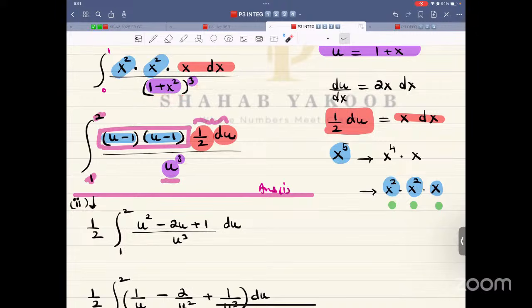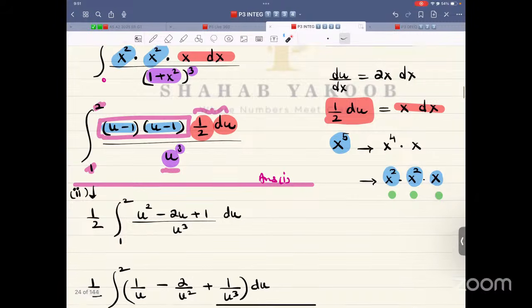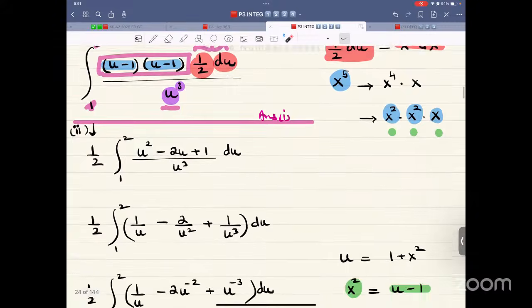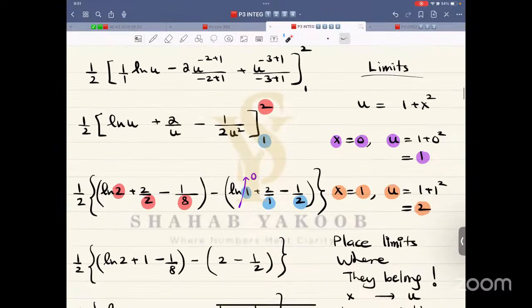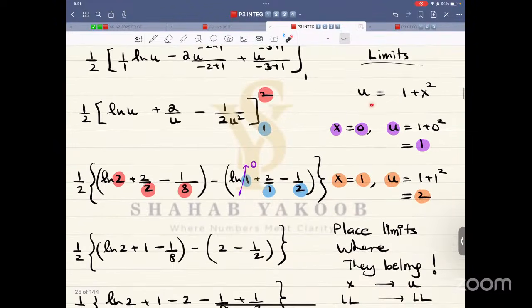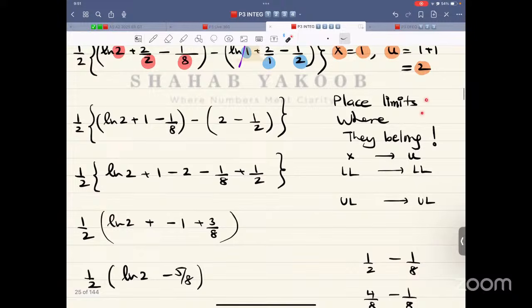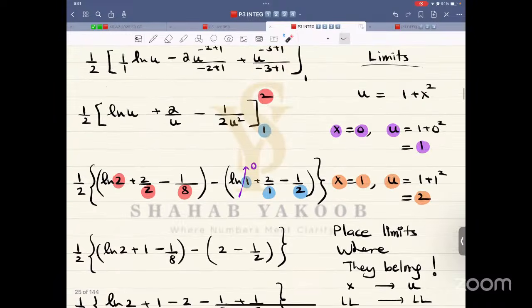Now look at all the terms that you have. And there is one other thing. What is that? That is the limits. I have changed the limits over here. So u is 1 plus x squared. When x is 0, u comes out to be 1. When x is 1, u comes out to be 2. Place limits where they belong. So lower limit gives me lower limit, upper limit gives me upper limit. Sometimes a small value gives you a bigger value, or a bigger value gives you a smaller value. So for that, I have specifically written: place limits where they belong.